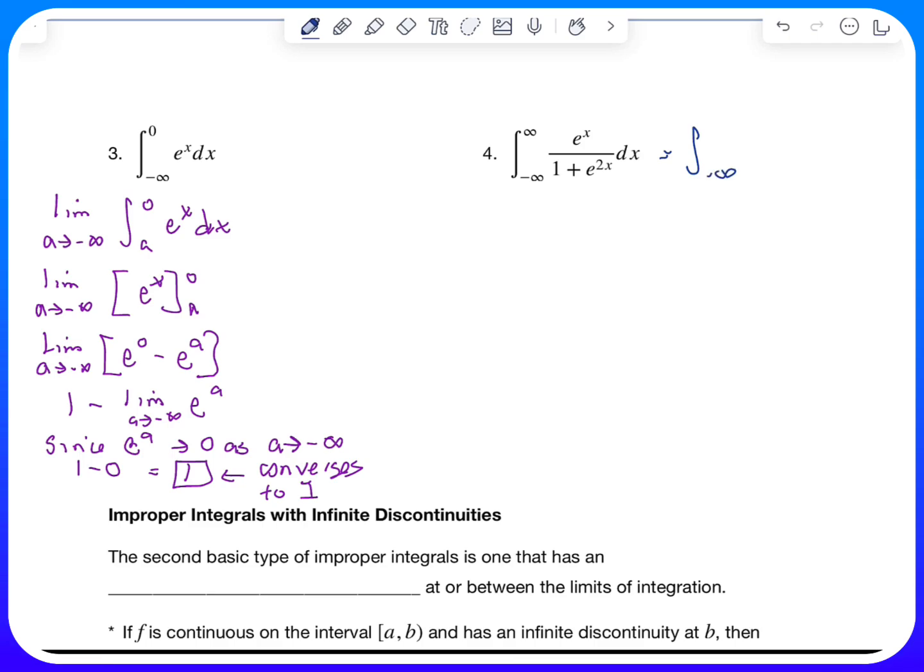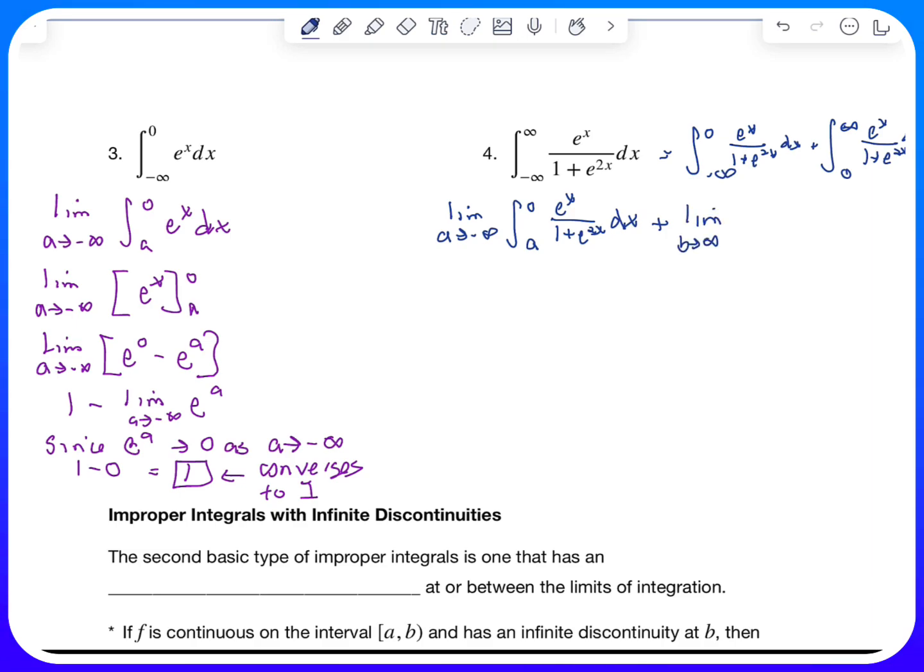So I'm going to break this up as the integral from negative infinity to 0 of e to the x over 1 plus e to the 2x dx, plus the integral from 0 to infinity of e to the x over 1 plus e to the 2x dx. For the first integral, I'm going to set it up as the limit as a goes to negative infinity of the integral from a to 0 of e to the x over 1 plus e to the 2x dx. And this one is going to be the limit as b goes to infinity of the integral from 0 to b of e to the x divided by 1 plus e to the 2x dx.